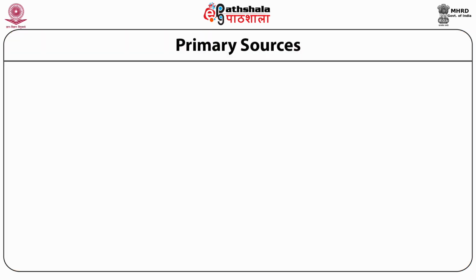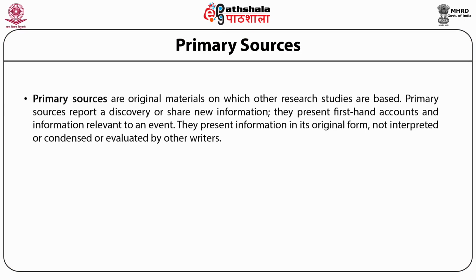The source of the information to consult is usually determined by the type of information that is sought by a particular user. Primary sources. The primary sources are original materials on which other research studies are based. Primary sources report a discovery or share new information. They present first-hand accounts of information relevant to an event. They present information in its original form, not interpreted or condensed or evaluated by other writers.